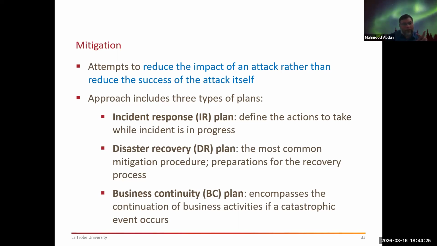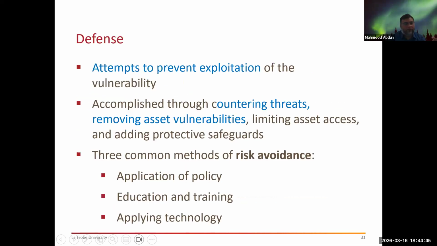So I just wanted to compare the defense with the mitigation. Mitigation is more about, well, even after prevention, something is still going to happen. So what do we do in real time or post-attack to mitigate the effect of the risk? Okay. So anyway, let's go one by one. So defense, we talked about prevention.